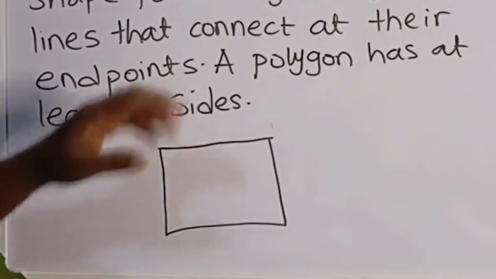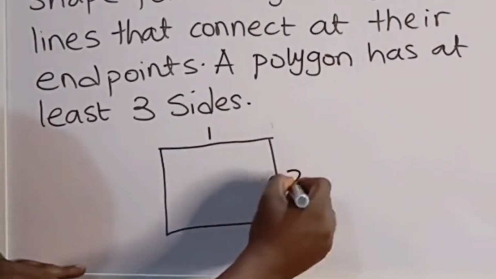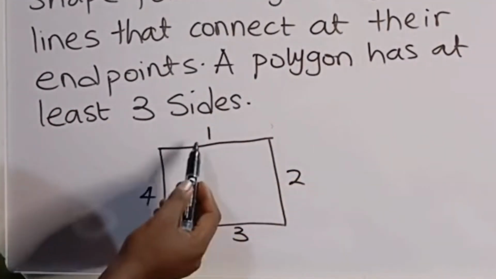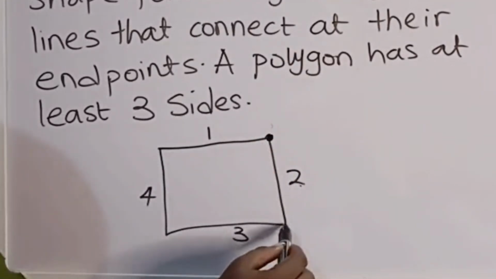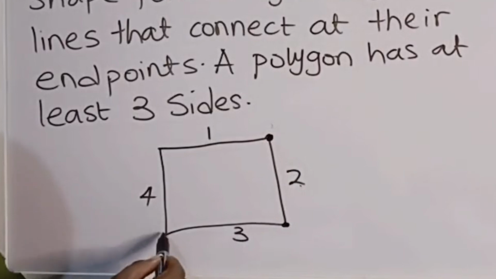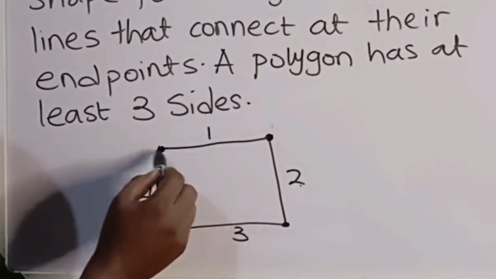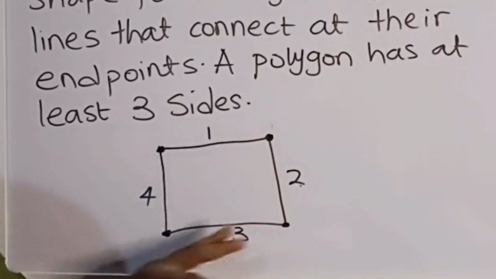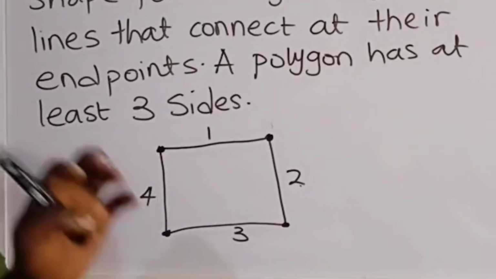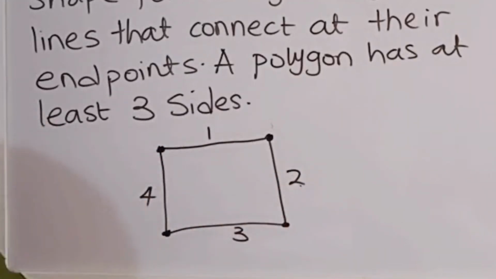When a 2D shape has straight lines, then that shape can be called a polygon. And these straight lines connect at their endpoints. So this is line 1, line 2, line 3, and line 4. Line 1 and line 2 are connected at this point. Line 2 and line 3 are connected at this point. Line 3 and line 4 are connected at this point. And line 4 and line 1 are connected at this point. So when you have a closed shape made up of straight lines that are connected at their endpoints, then you can call that a polygon.